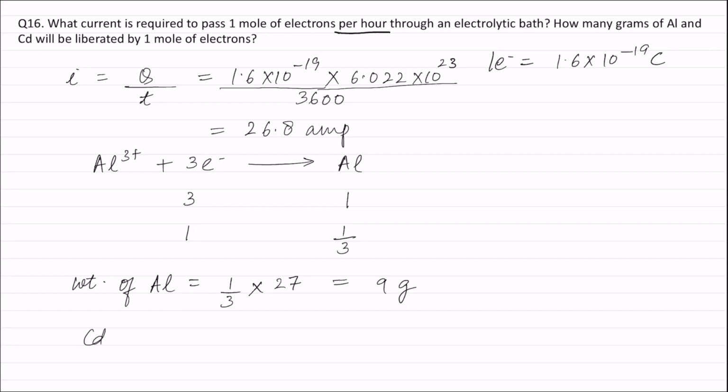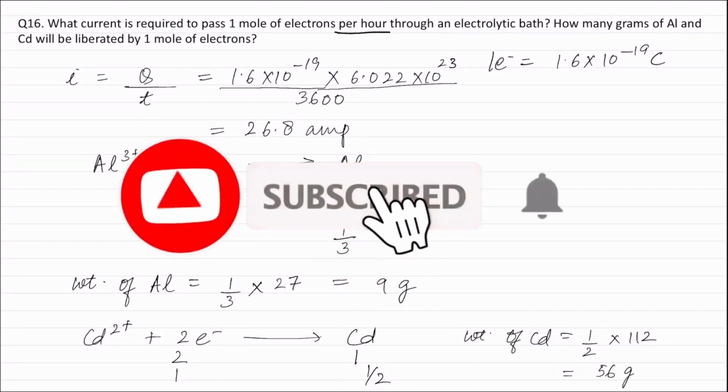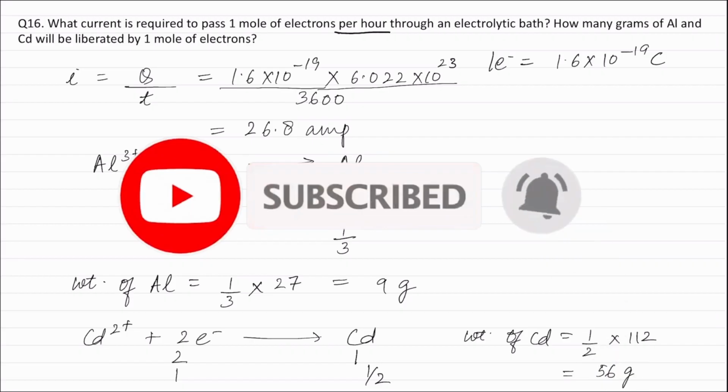Similarly, 1 mole of cadmium ion will accept 2 moles of electrons to liberate 1 mole of cadmium. So 2 moles of electrons liberate 1 mole of cadmium and 1 mole of electron will liberate 1 by 2 moles of cadmium. Therefore, weight of cadmium will be equal to moles of cadmium, that is 1 by 2, into atomic weight of cadmium, that is 112, and this is equal to 56 gram. Weight of cadmium liberated is 56 gram.